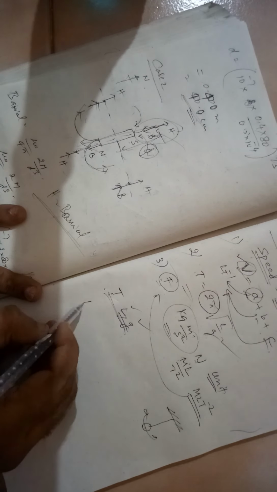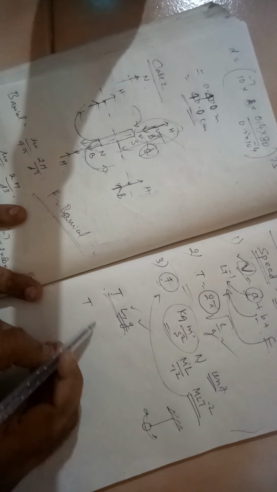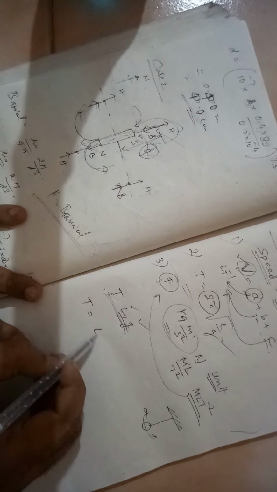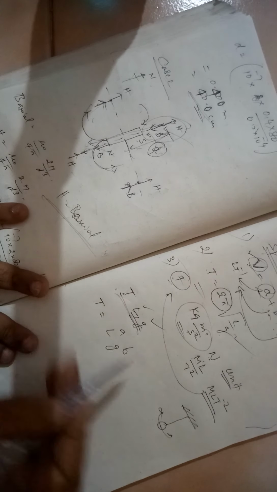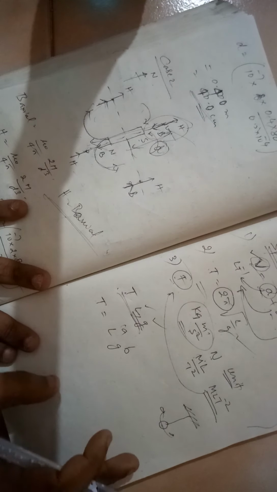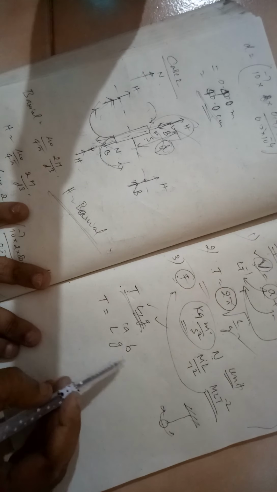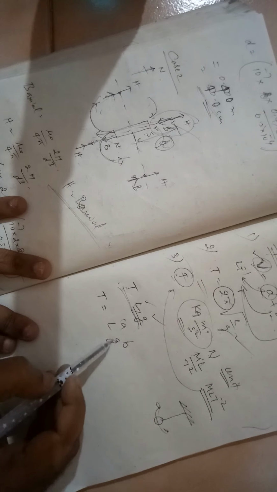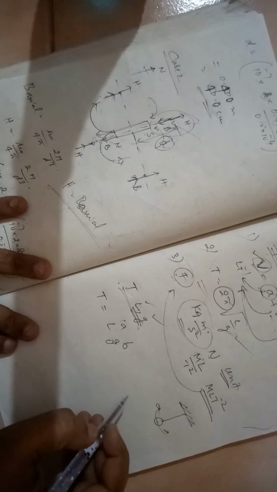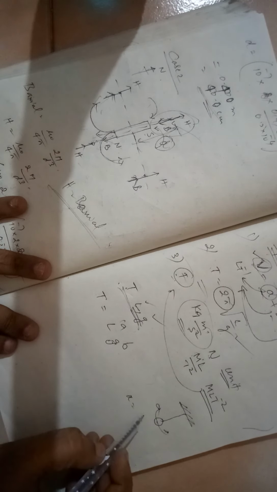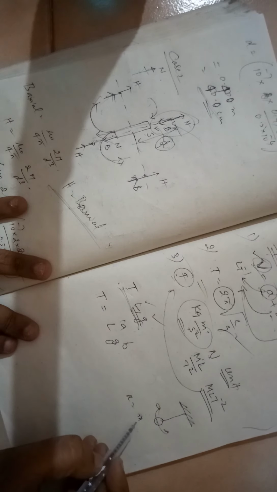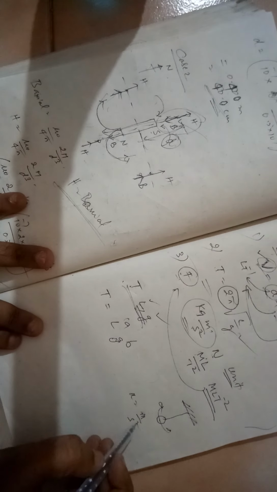So let us say I write it as time period T is equal to some L power A and G power B. This A and B I don't know, I am trying to find out. Now acceleration due to gravity is basically an acceleration. What is the unit? It is velocity by time, or meter per second square is the unit.